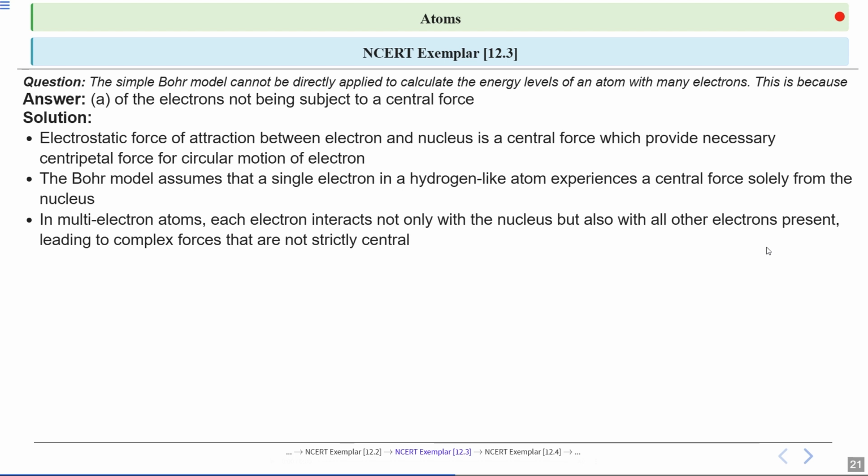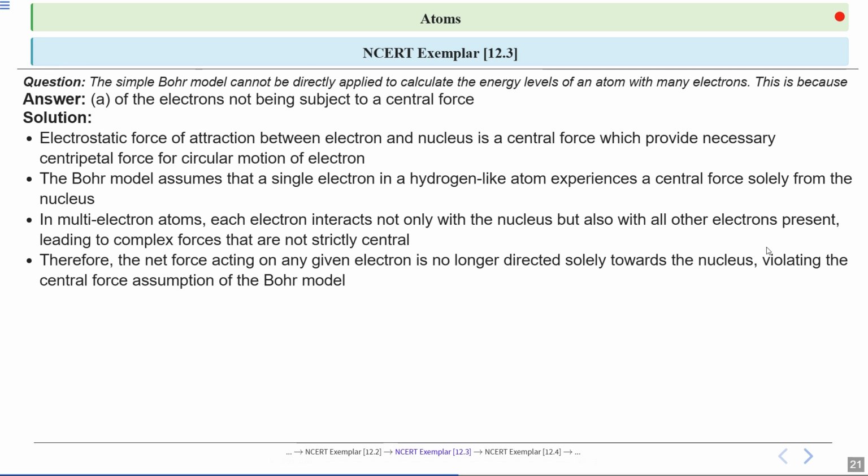But things change in atoms with more than one electron. Here, each electron not only feels the pull from the nucleus, but also repulsion from all other electrons. These extra forces are not just directed towards the nucleus, so the total force on any electron is no longer purely central. This makes the situation much more complex than in hydrogen.